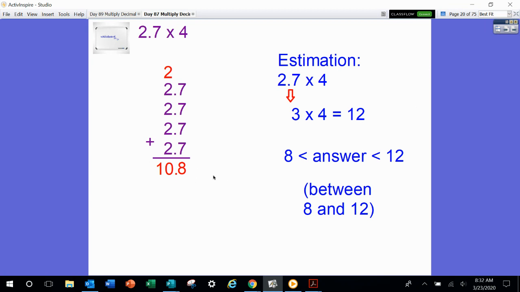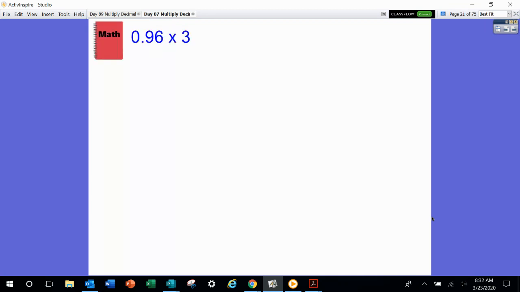And my answer that I came up with was 10 and 8/10, which makes sense. That's between 8 and 12. Perfect. Moving on, the next example in our math notes: 96/100 times 3. Again, we're finding a product. Let's go ahead and estimate to see where our answer should be around to check if it makes mathematical sense.